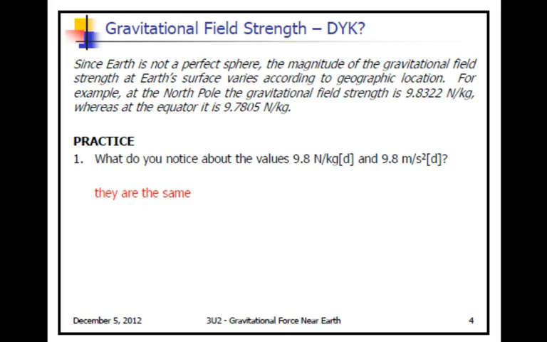That's because as the Earth spins, the locations that are spinning faster tend to have more mass, and that's why the gravitational field strength at the North Pole is greater, because you're actually closer to the core of the Earth at the North Pole than you are at the equator.